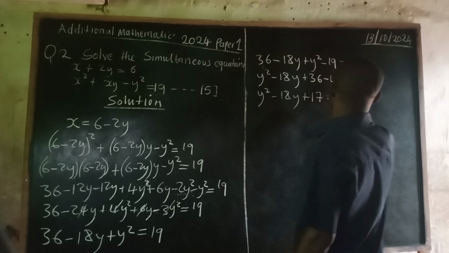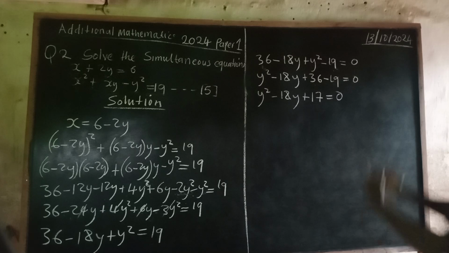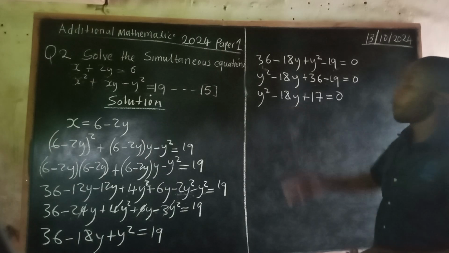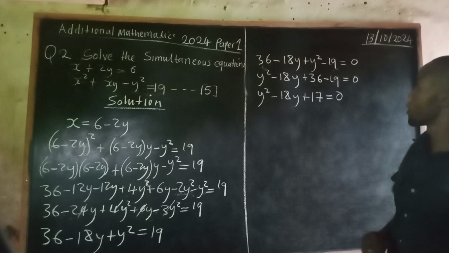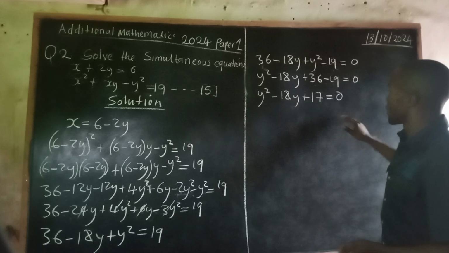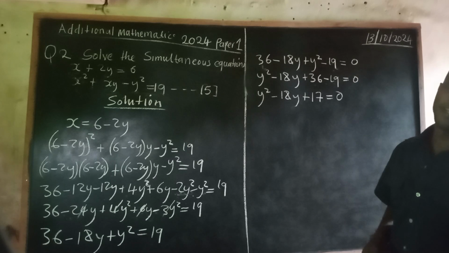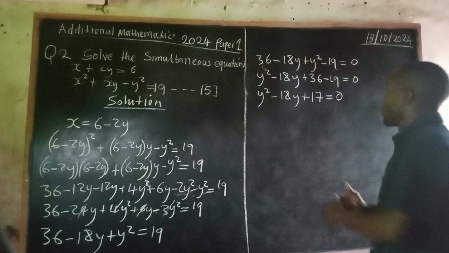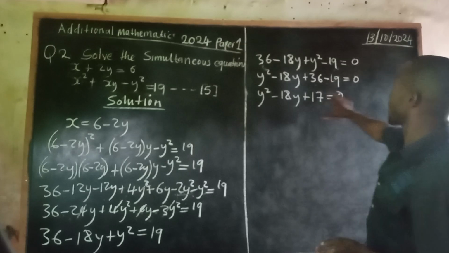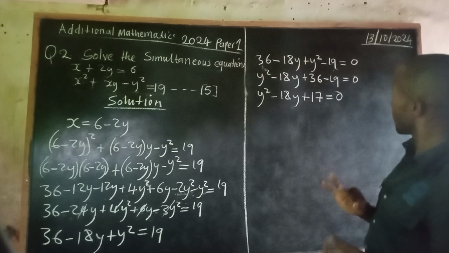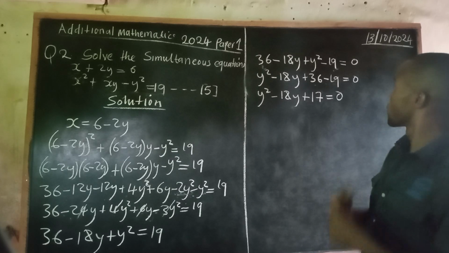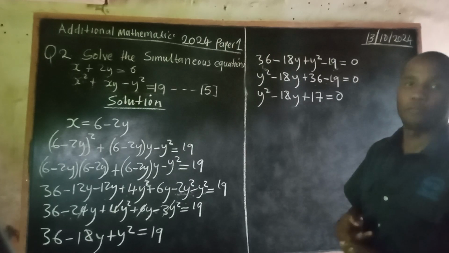Equals 0. So what is this type of equation? When you reach here, you have to identify the type of equation that you have just formed. This type of equation is a quadratic equation. So now you are going to consider which method to use, because a quadratic equation has 3 methods: 1, completing the square method; 2, factorization method; 3, formula method.